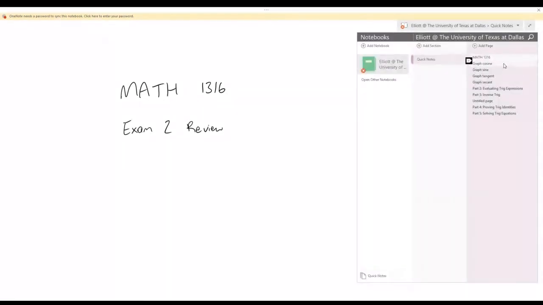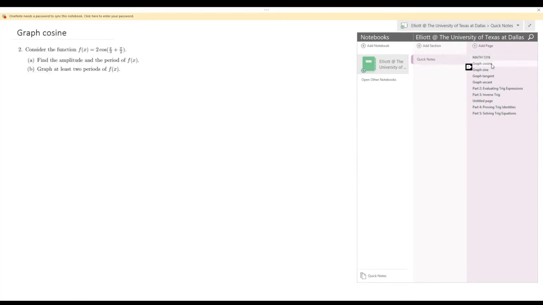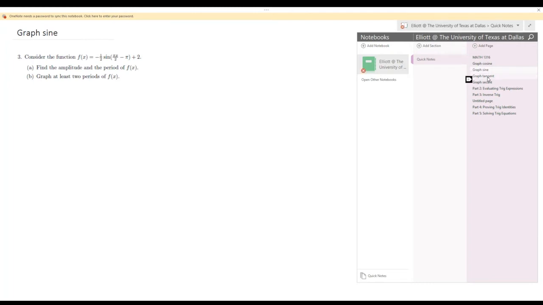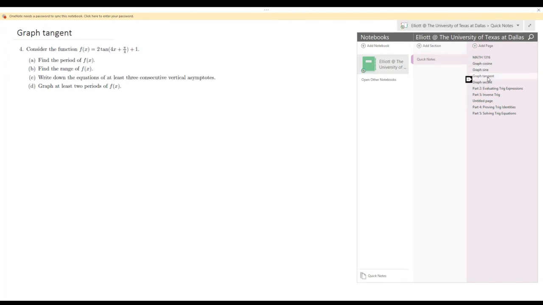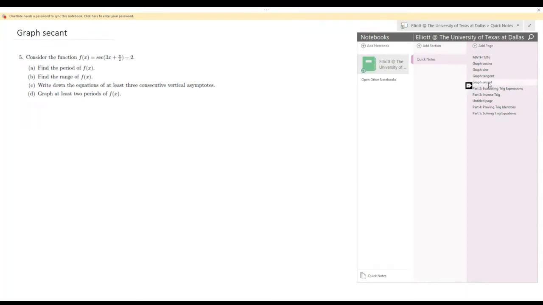So I have 4 problems prepared. I'm thinking of maybe just doing 2 of them for now. And maybe if we have some time at the end, I might go back and do another one or even the other 2. I've got one problem for graphing a cosine function, one for graphing a sine function, one for tangent, and one for secant.